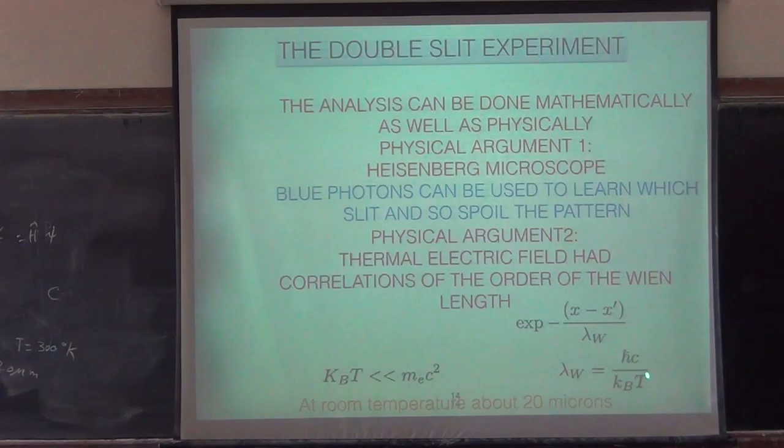So here it is in a different way. When I look at the electric field correlations between different points of space, the electric field correlations die out at a rate given by e to the minus x prime upon mean wavelength, where this is the precise expression for the mean wavelength. It goes inversely as the temperature.